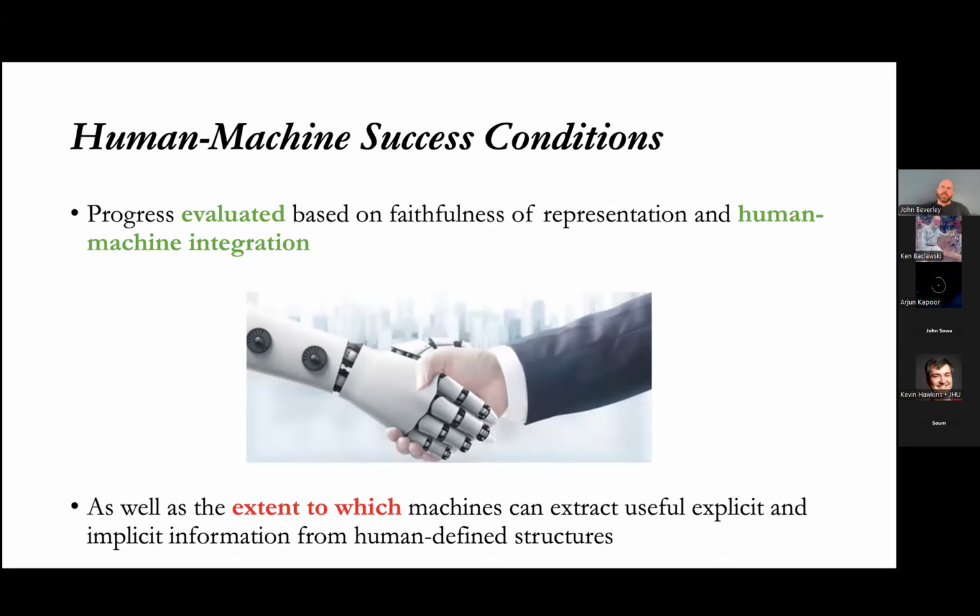Progress is often evaluated based on faithfulness of representation and human-machine integration, as well as the extent to which machines can actually extract the useful explicit information that we're expecting. But really, it's a bit of an art, right? You have an interpretation of natural language. How can you capture that formally? And how precise can you get? You need test cases, you need boundary cases. It's a lot of logical modeling.